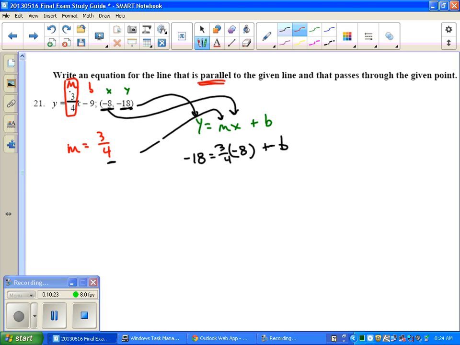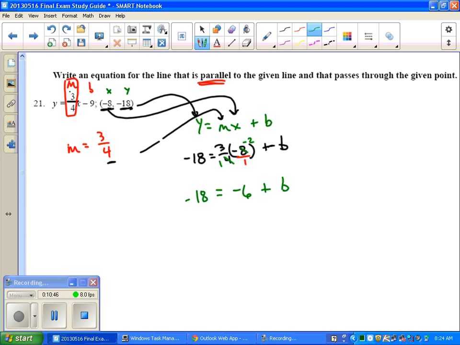So let's simplify this. It says 3/4 times -8. That's always considered over 1. You multiply straight across, or you can cross cancel right off the jump, saying the number 4 goes into both of these. It goes into 4 one time, and it goes into 8 -2 times. 3 times -2 is -6. Over 1 would just be -6, plus b equals -18.